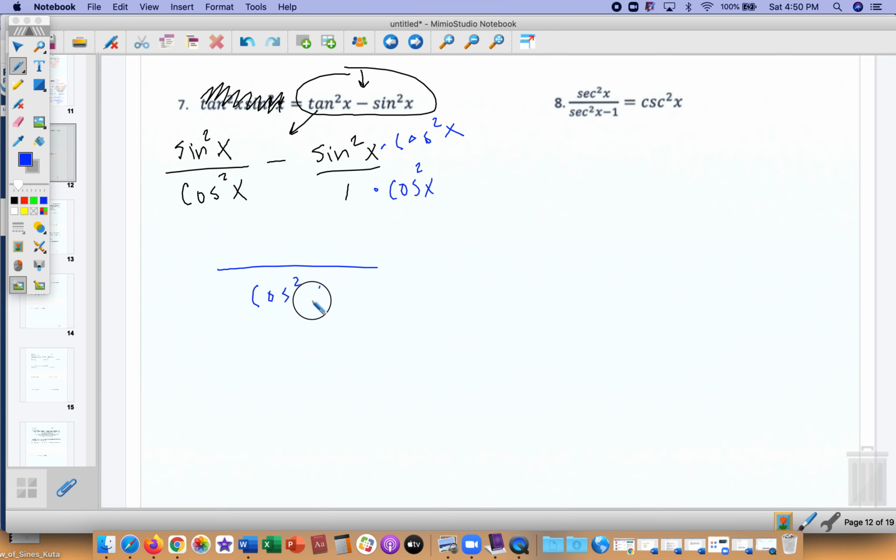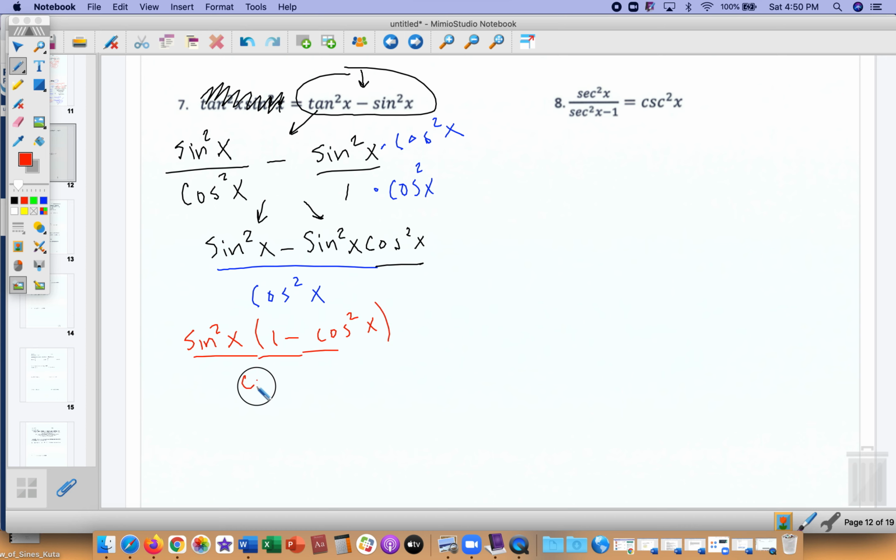So now we have the same denominator. It's cos squared x. In the numerator, we have sine squared x minus sine squared x cos squared x. So we have 2 terms in the numerator. The left is sine squared and the right is sine squared cos squared. We can factor out a sine squared x. So one thing you want to think about is, can I factor? Try playing around with sine and cosine, look at your identities. So if we factor out sine squared, we have 1 minus cos squared x over cos squared x.